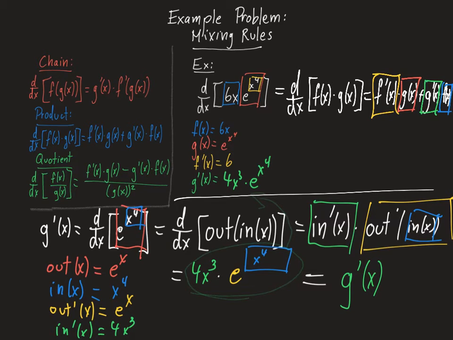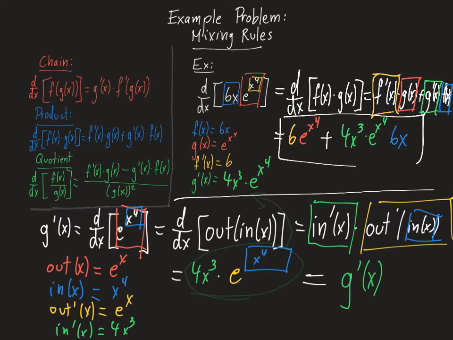So let's rewrite everything in the spot that it needs to go in and mind the parentheses. First, we have f prime of x, which is just 6. This is being multiplied by g of x, which we've written is e to the x to the fourth. Then we have an addition. Then we have g prime of x, which we have said is 4x cubed times e to the x to the fourth. And last but not least, we have f of x, which is 6x. And at this point, we have gotten our answer.